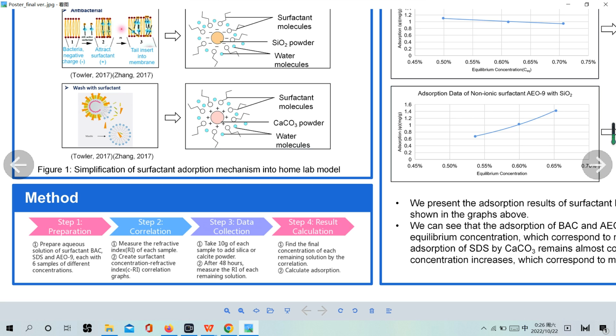I stand the samples for 48 hours so that the solid powder can precipitate and thus will not affect the following measurement. And at last, I measure the refractive index of the remaining solution in each sample after the 48 hours. And I find their final, or we can say the equilibrium concentration, from the previous correlation I established. From those data collected, I calculated the amount of absorption, which is the number of milligrams of the surfactant absorbed per gram of solid powder.